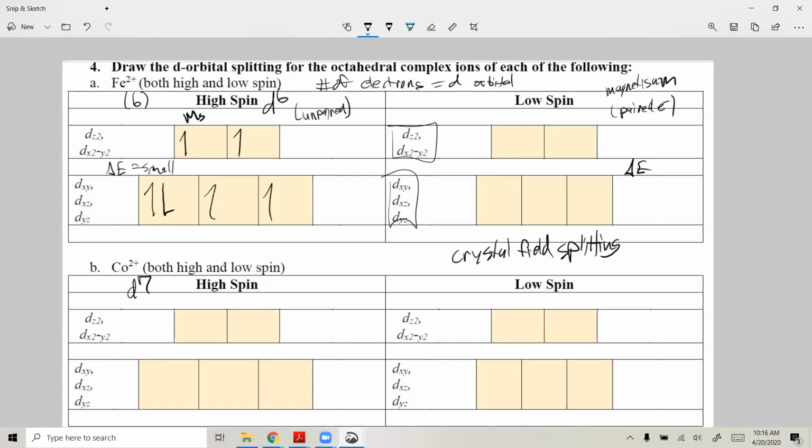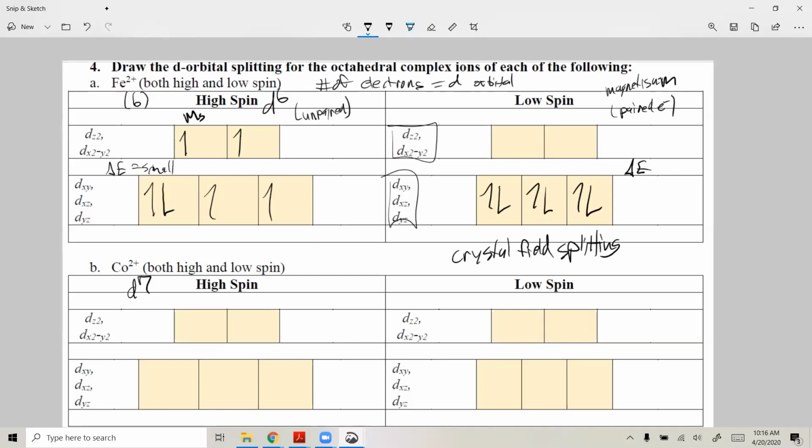For the low spin, it's not able to make that jump. So our first 3 look the same, 1, 2, 3. But number 4, instead of going up on top inside of its own orbital, goes down here at the bottom. Same with 5, same with 6.